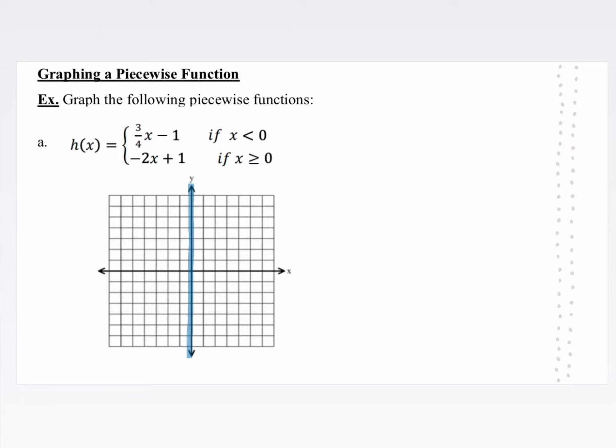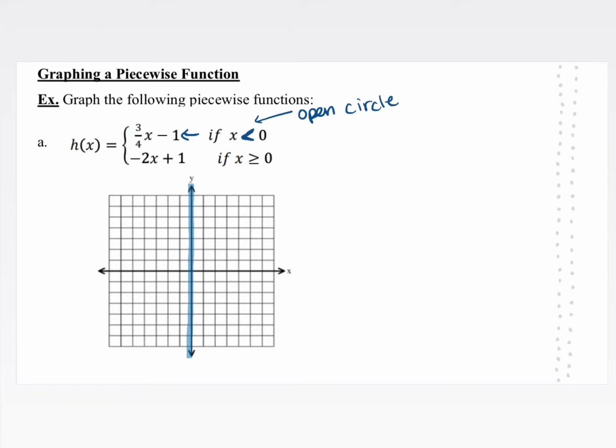So when x is less than 0, I'm going to use this top function. So I can graph this, 3/4 x minus 1. Now because this is a less than sign, think back to when we were graphing inequalities on a number line. We're going to have an open circle. So I'm going to just graph this line, but I'm not going to go to the right of the y-axis, only to the left because x is less than 0.